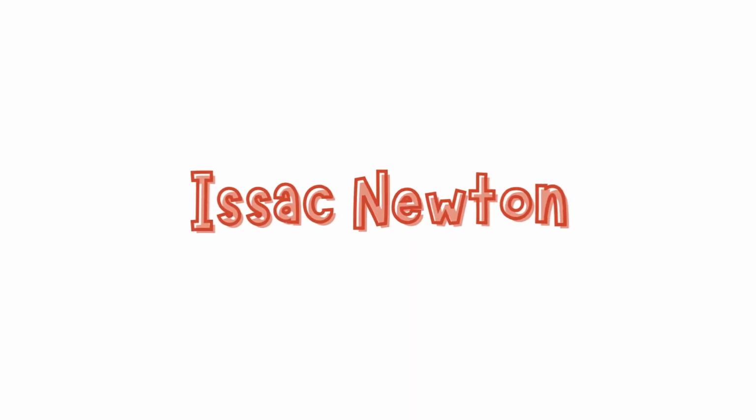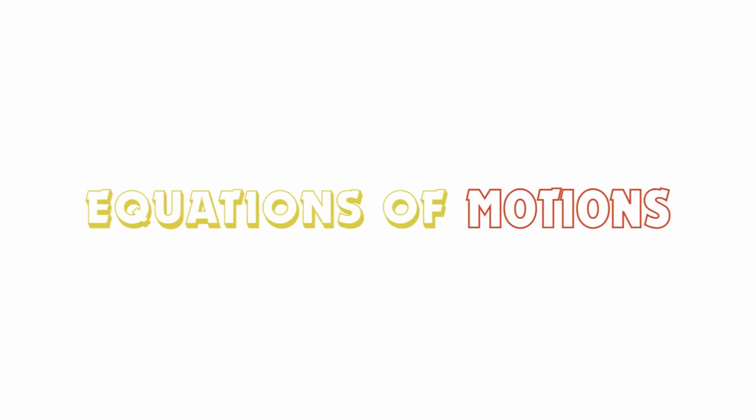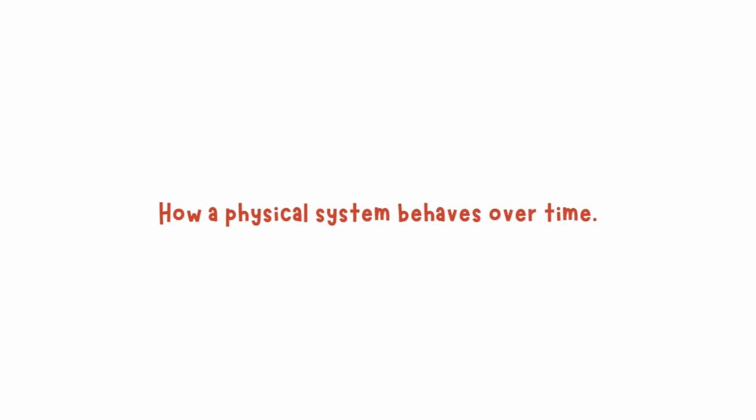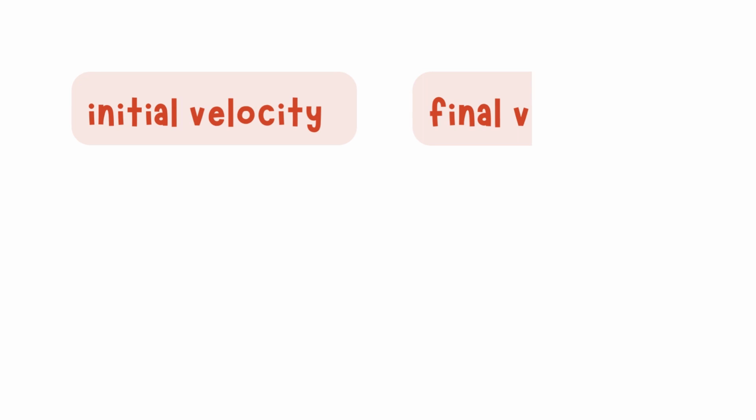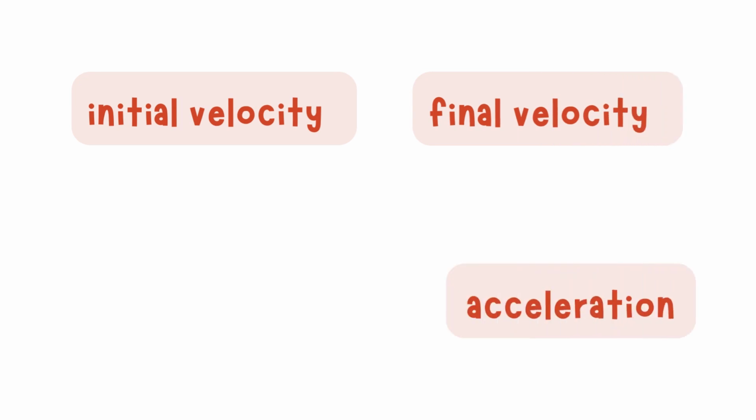As we know, motion is the phenomenon in which an object changes its position. Equations of motion were given by Sir Isaac Newton. He was the first to give the fundamental physical laws that deal with objects and their motion. Equations of motion are mathematical equations that explain how a physical system behaves over time. These equations relate initial velocity, final velocity, acceleration, time and distance covered by a moving body.